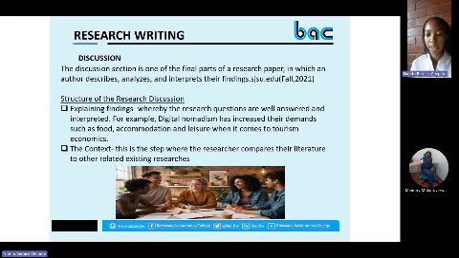Explaining findings, whereby the research questions are well answered and interpreted. For example, digital nomadism has increased their demands such as food, accommodation, and leisure when it comes to tourism economics. The context. This is the step where the researcher compares the literature to other related existing research.